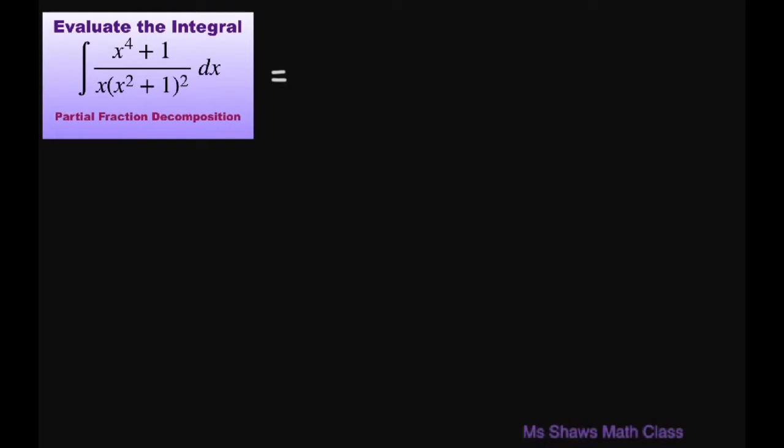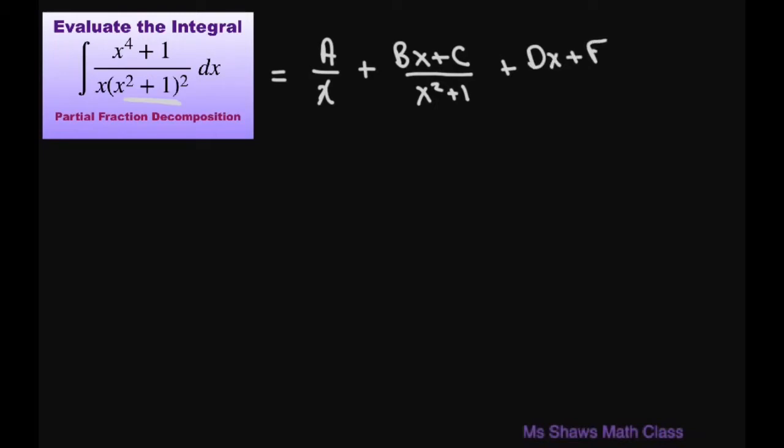For partial fraction decomposition, this would be A divided by x, and then we have two of these repeating irreducible quadratic factors. So that's going to be (Bx + C) divided by (x^2 + 1), or when we're just trying to get all the options we have when we decompose this. And then we could have just the D and the E here.